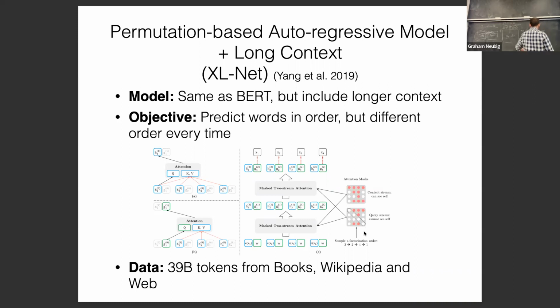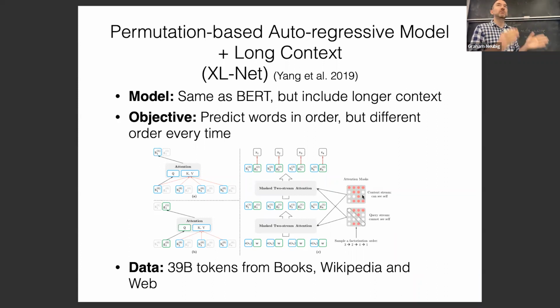Basically what XLNet does is it picks a random order every time. And it might predict the second word first, and then the first word second, and then the last word third, or something like that. So the reason why it does this is this allows you to calculate representations in any order instead of solely left to right. What the diagram is showing is the transformer mask that you would need to do that. Yeah. So is it shuffling the words? Yes. It's shuffling the words, but it's not shuffling the positional embeddings.